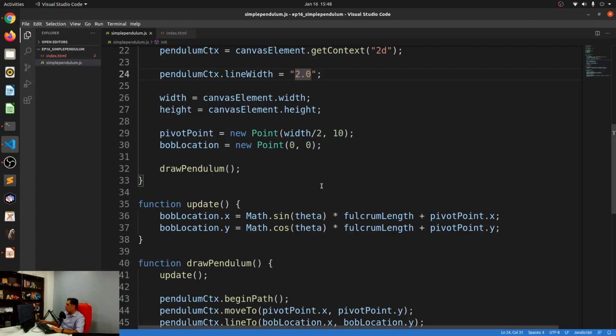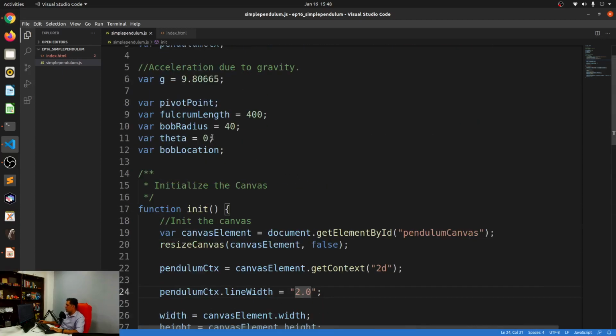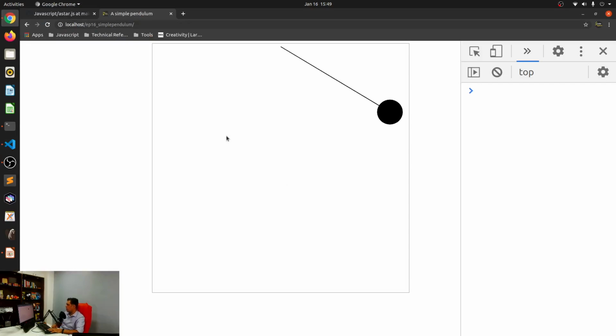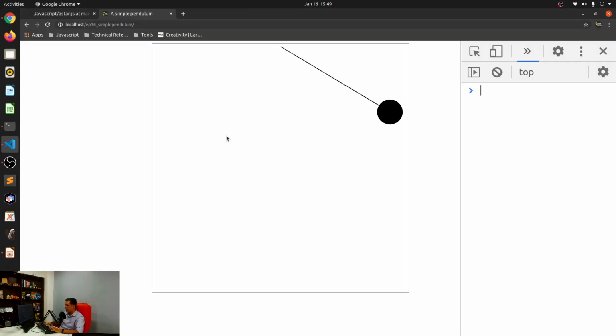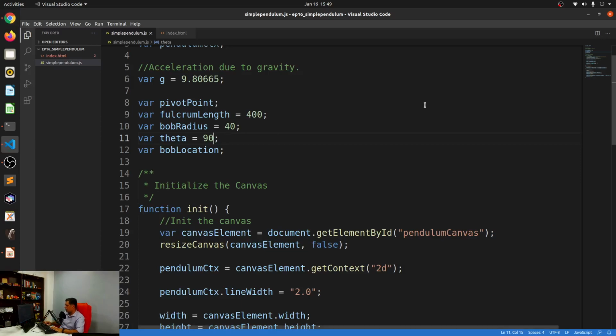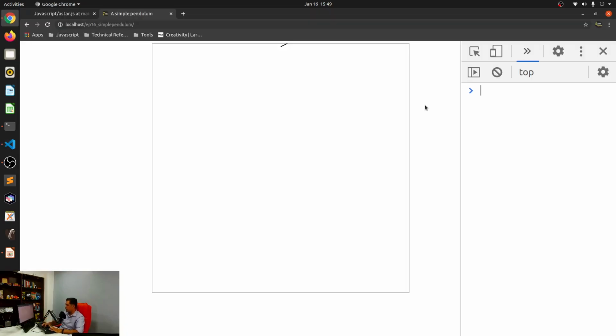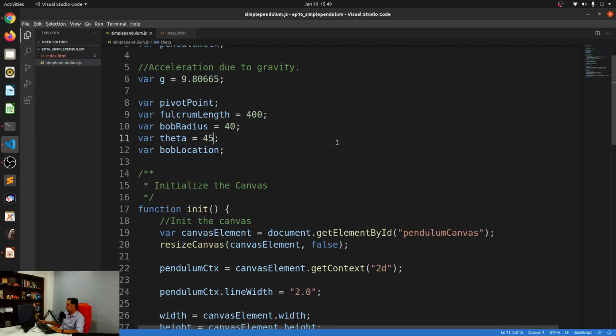What happens if I change the theta to, let's say, 45 degrees? There you go. That looks like it's 45 degrees. What happens if I make it 90 degrees? There you go. Is that 90 degrees? No. Oh, all right. I guess it doesn't matter, but there you go. So that's 45 degrees. We could actually go ahead and start with 45 degrees.